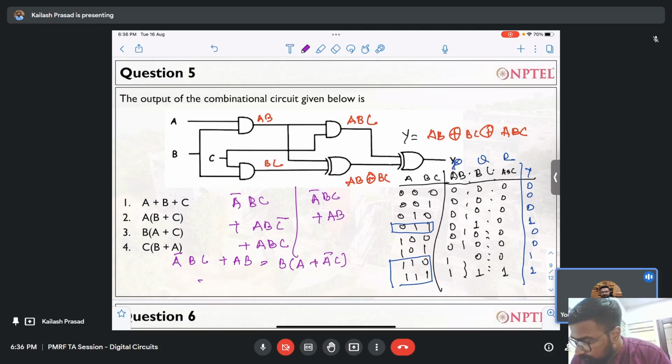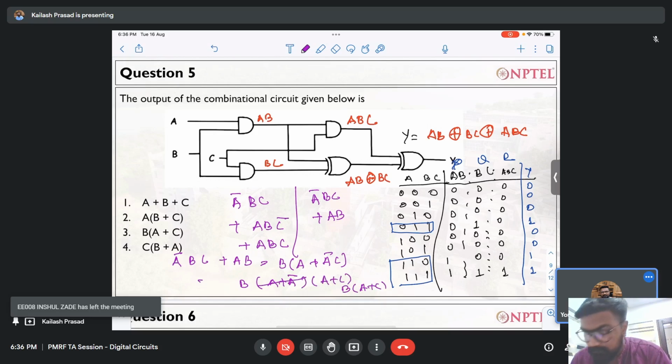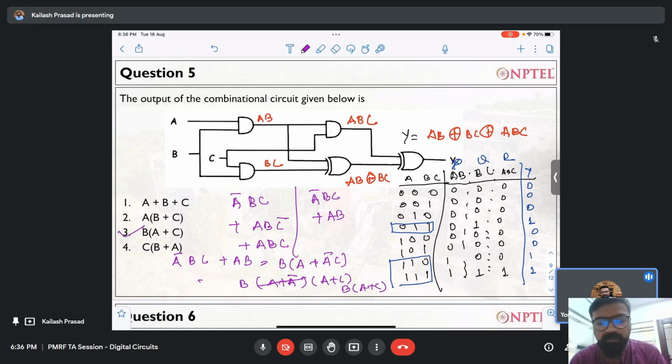Okay. So you have B plus A bar C, and you can write it simply, right? So you can write (A plus A bar) and (A plus C). Okay, so A plus A bar will be 1. So this will be B (A plus C). Right? So this will be the third option. Everybody is fine with this approach?